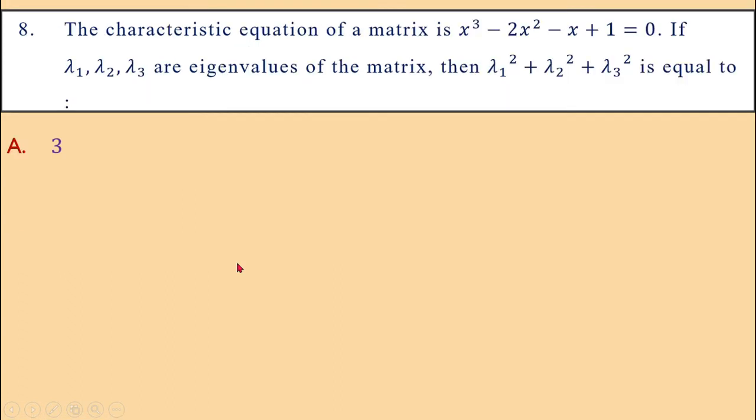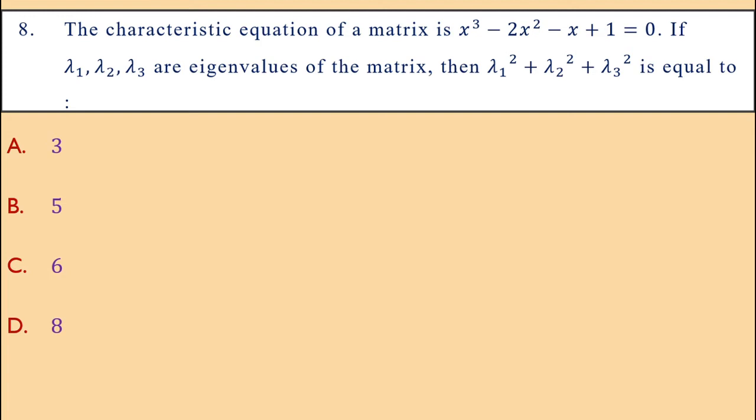Next question is, the characteristic equation of a matrix is x cube minus 2x square minus x plus 1 equal to 0. If lambda 1, lambda 2, lambda 3 are the eigenvalues of the matrix, then lambda 1 square plus lambda 2 square plus lambda 3 square is equal to: option A is 3, option B is 5, option C is 6, option D is 8.